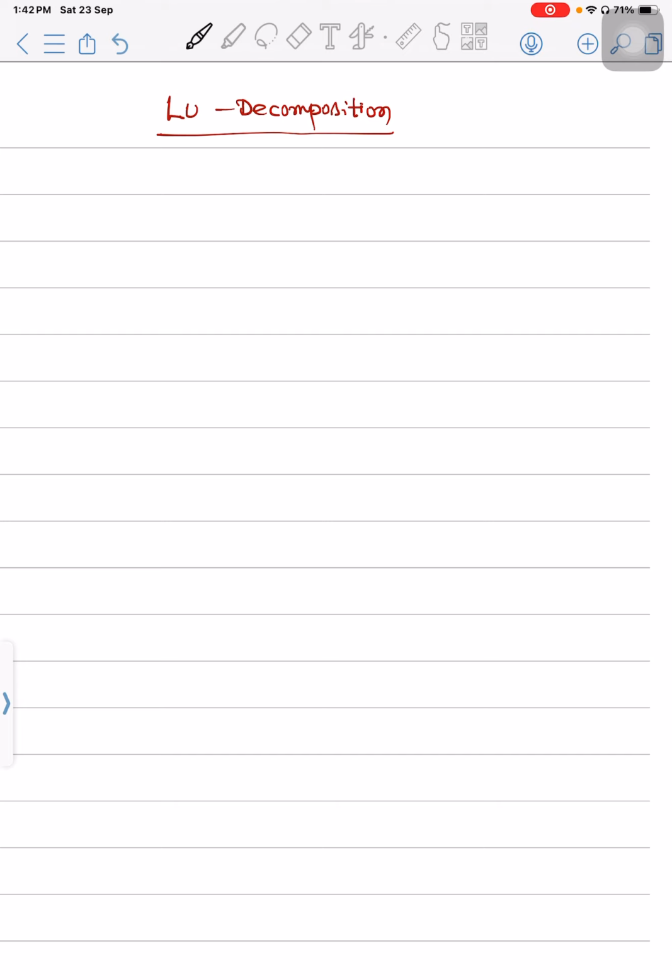So basically, here we start. Let's start with a square matrix, let's say an n cross n square matrix. And what is LU decomposition? Basically, we want to decompose this matrix as a multiplication of two matrices L and U, where L is a lower triangular matrix and U is an upper triangular matrix.